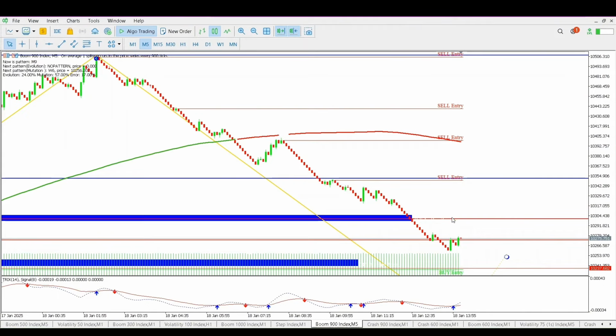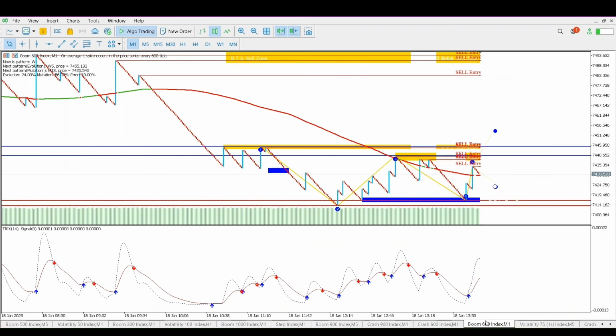Okay, so we are now moving on to Boom 600. This is Boom 600, guys, and we can all see that we have a buy signal here. So in a nutshell, we're saying Boom 600 has a higher possibility of getting a spike. So what you do is you wait for it to retrace a bit to this node. When it reaches this node, that is when you enter your buy position, but you start with a very small lot size. That is how you trade these indices.